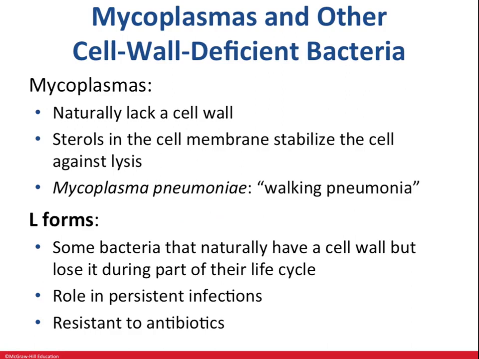Some other bacteria also don't have the cell wall. Those bacteria are mycoplasmas. Normally they don't have a cell wall, so they use steroids in the cell membrane to stabilize the cell against lysis.